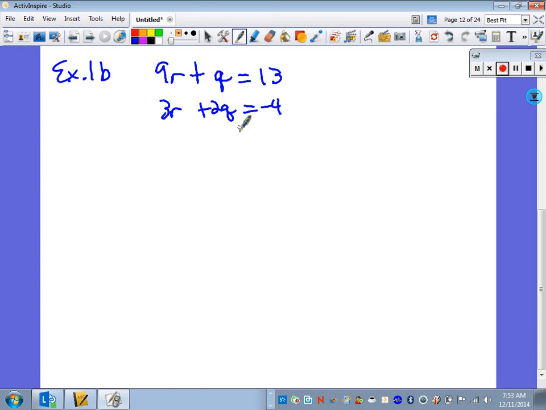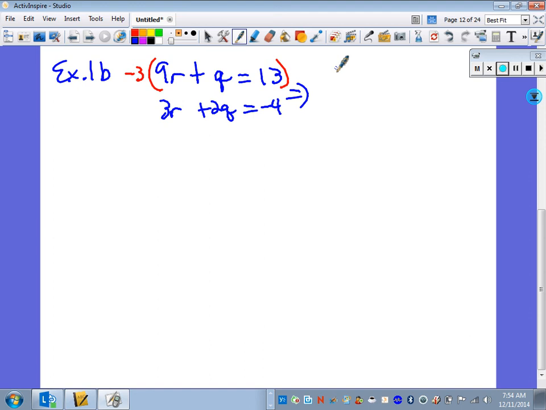Now, for this particular problem, you could either get rid of r or get rid of q. If you decide to get rid of q, you're going to multiply this line by negative 2. If you decide to get rid of r, you're going to multiply this line by negative 3. Keep in mind the variable has to be the same with the exception of the sign. So I think I'm going to get rid of the q and multiply through this entire equation by negative 3. And again, you could do the other one. It doesn't matter. You're going to get the exact same answer.